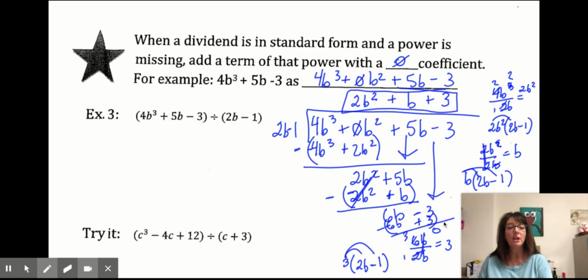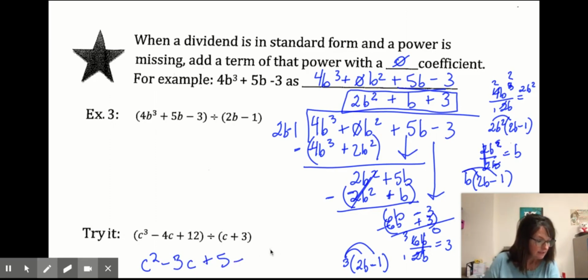Okay, but remember, when you get a remainder, if you get a number that is here, all you do is write that remainder over your divisor. Okay, so go ahead and pause the video and try this last one, in which case you should get c squared minus 3c plus 5 minus 3 all over the c plus 3.